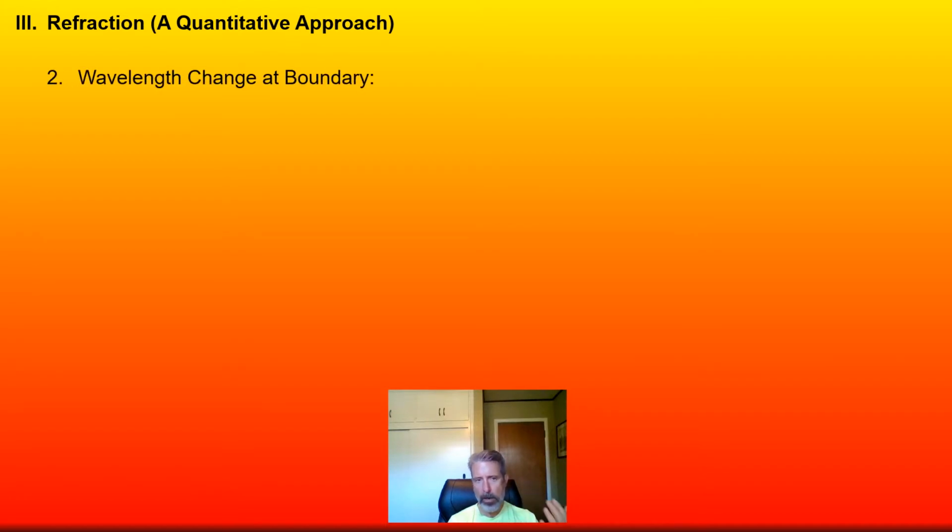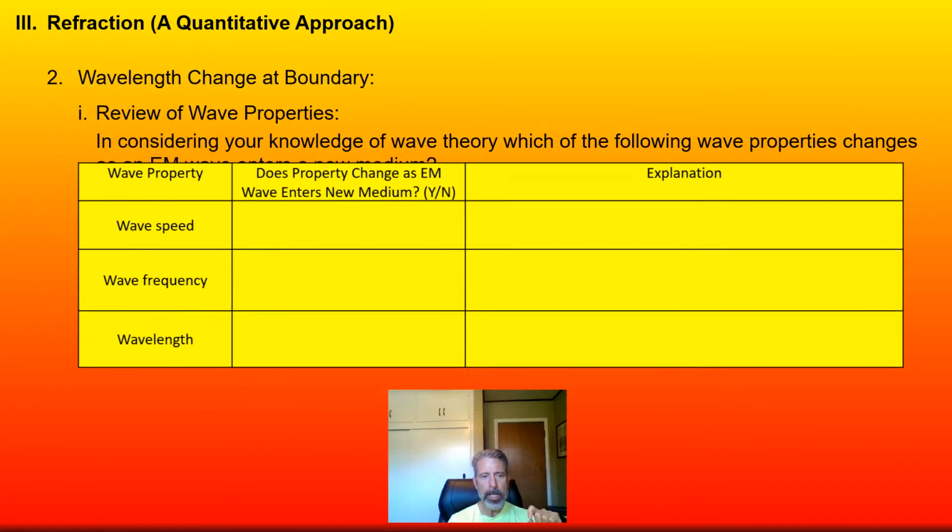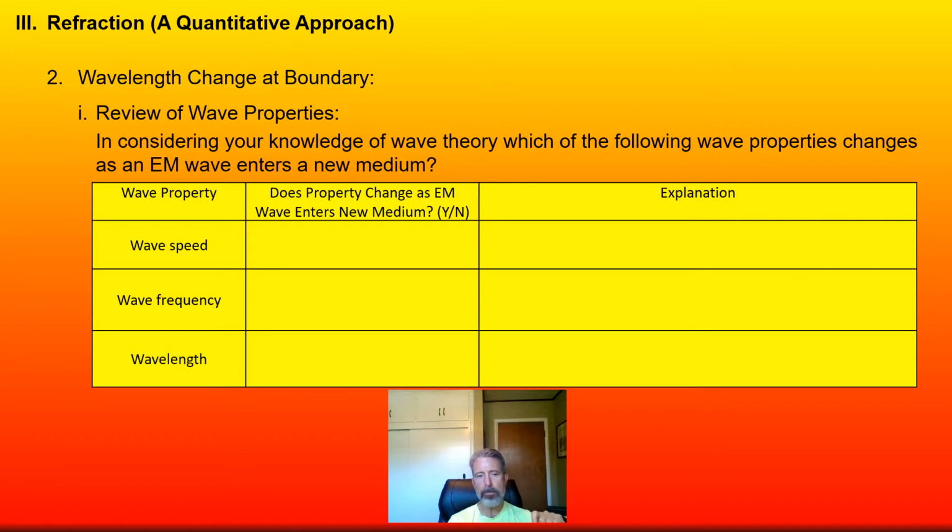So we've said that when a wave travels from one medium into a new medium, the wave speed changes. What else about the wave changes as it travels from one medium into another? Well, let's take a look. We'll review some of the things we know about wave properties. So if a wave traveling in one medium enters a new medium, let's take a look at these three properties: wave speed, wave frequency, and wavelength. We'll ask the question, does the property change as the electromagnetic wave enters a new medium? Well, wave speed, we already talked about that, and the answer is yes.